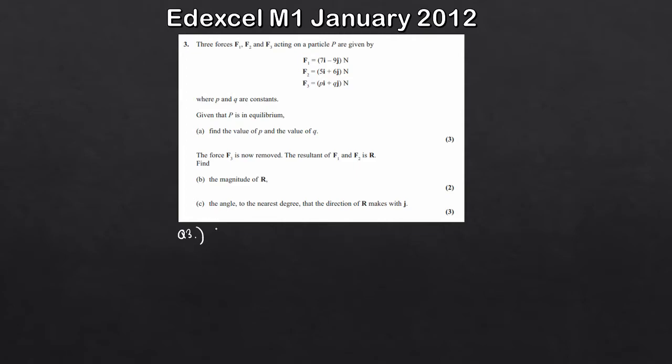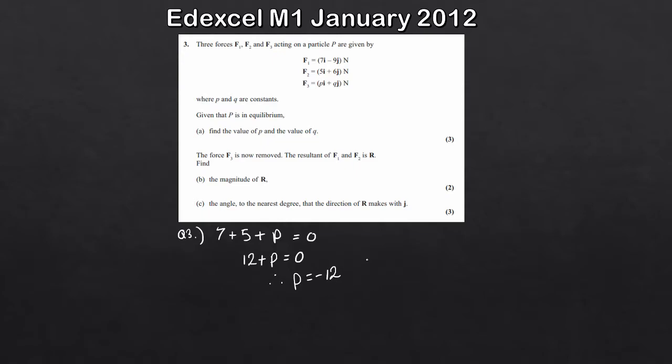If we work out P first, that's going to be 7I, so 7, plus 5I, so plus 5, plus the P. Remember, the sum of these will be equal to 0 if it's in equilibrium. So 7 plus 5 plus P is equal to 0. That's 12 plus P is equal to 0. Solving this would just give us P is equal to minus 12. So that's the value of P.